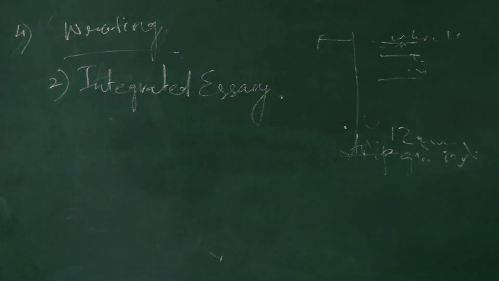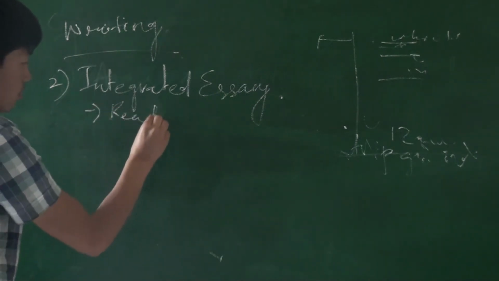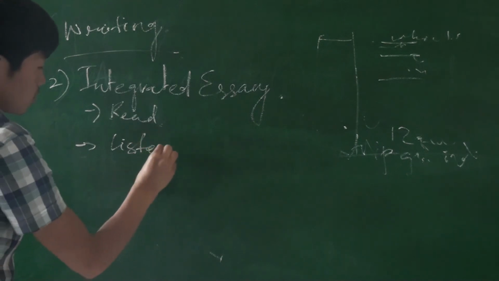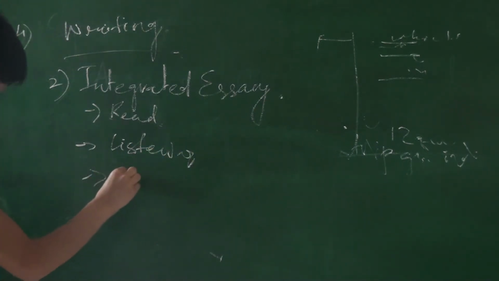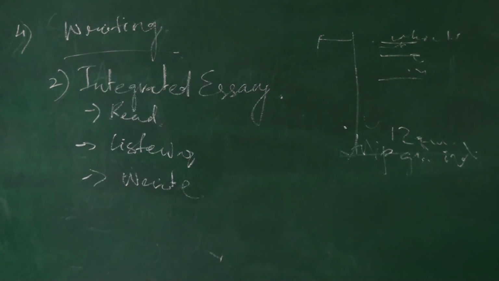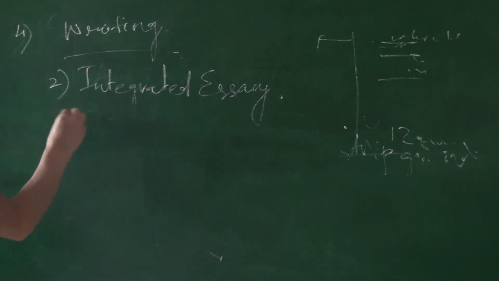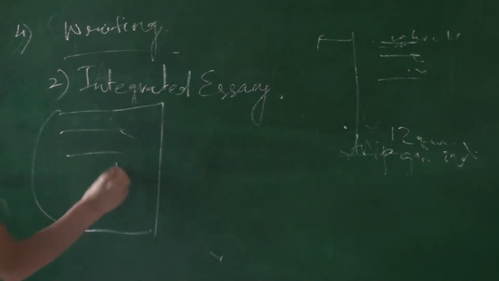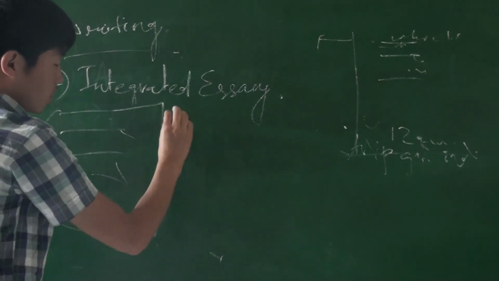Actually, the word integrated means when components are combined together. So in the integrated essay, you're going to have to first read, then you have to listen, and then you have to write. Okay. And the integrated essay is quite a difficult one, since you have to do reading, listening, and writing. And in the first part, reading, they will give a small passage, and you have to complete the reading of the small passage within 3 minutes.